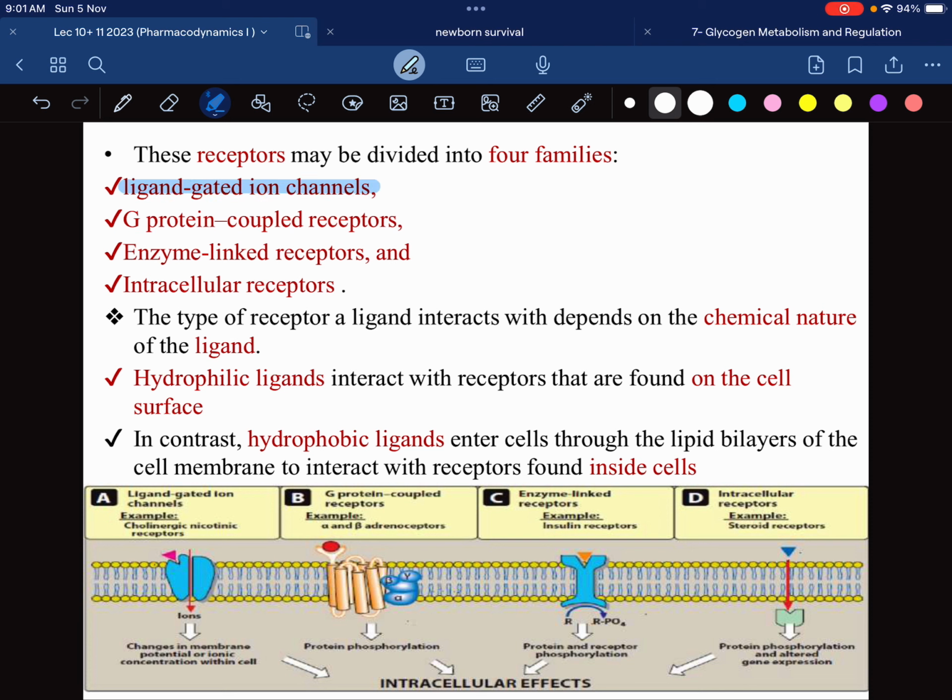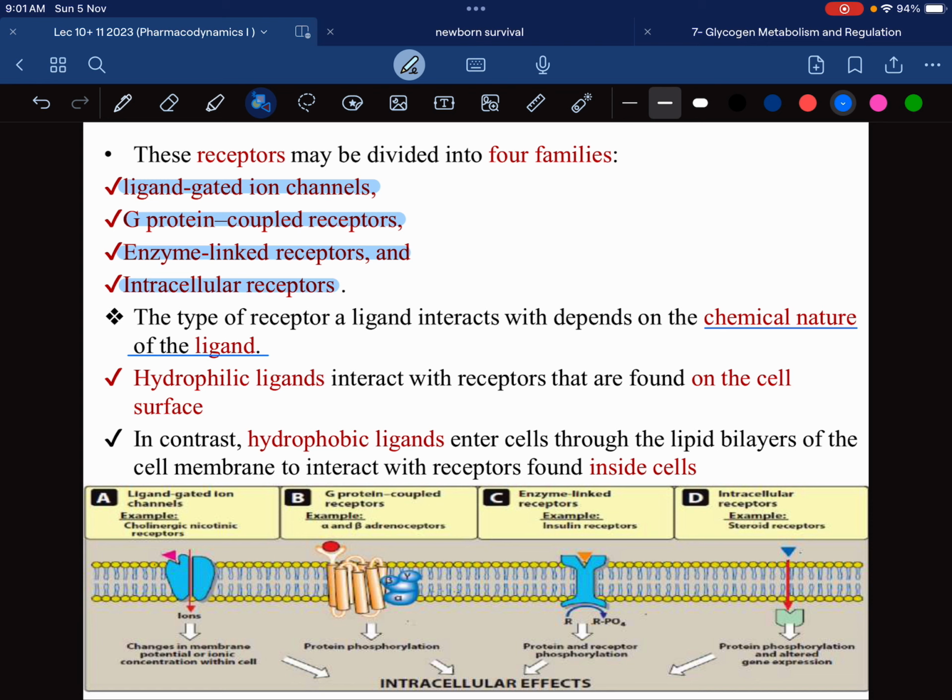The first one is the ligand gated ion channel, then the G protein coupled receptor. This is the most popular one, and most of the drugs bind to this type of receptor. Then the enzyme linked receptor and the intracellular receptor. The type of receptor a ligand interacts with depends on the chemical nature of the ligand. Well, the first factor that affects where the drug will bind is the chemical structure of the drug.